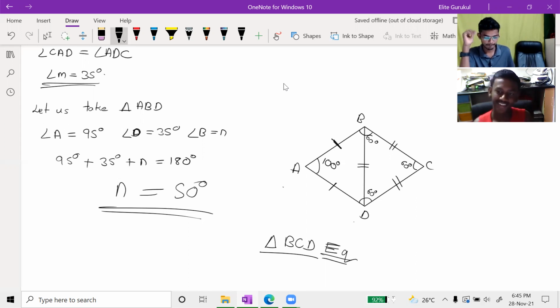Lock it. Now tell me, if this is an isosceles triangle and both the sides are equal, then can I say that this angle will be equal to this angle? Yes, sir. And this is 100 degree. Now tell me what will be the measurement of these two angles?